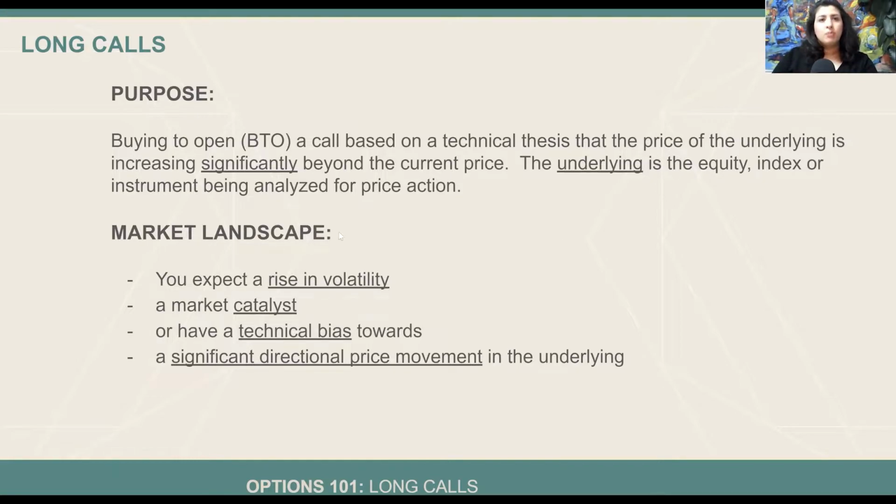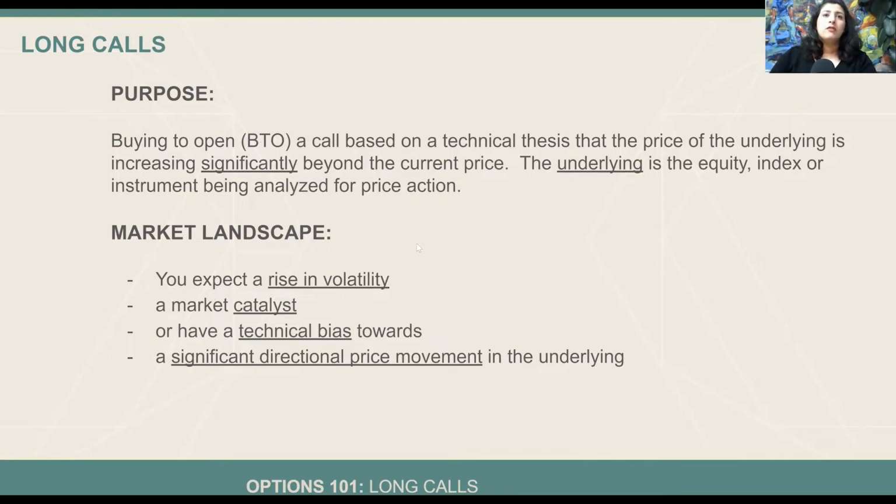You are also expecting a rise in volatility. It is very difficult if you enter a long position when volatility is very high, because once volatility starts to drop, it does shift the dynamics of the option value. And we will talk about that as we go on.